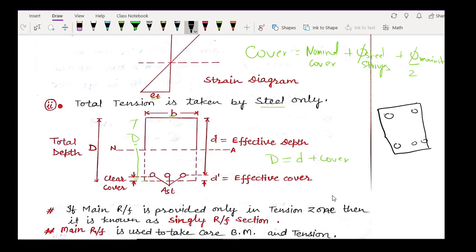For support, you must have seen that there is a covering of steel provided over the main steel. This is known as stirrups. So the cover will be nominal cover, which is this distance, plus φ of stirrup (stirrup is taken in full), and φ by 2 of the main steel, which is here. Why have we taken φ by 2? Because the effective depth is the distance from the top fiber to the CG or center of the main steel.